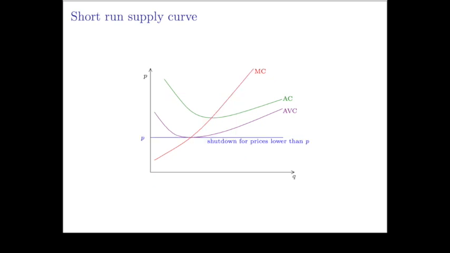So any price below this P, you're going to shut down. So your supply curve is just 0 at any price below P. At P and above, you just follow this marginal cost curve. That's the supply curve. So now we know where the supply curve that we've seen in earlier chapters comes from.